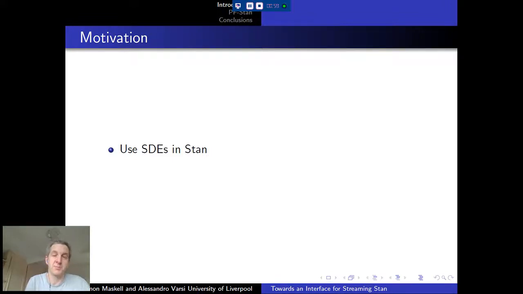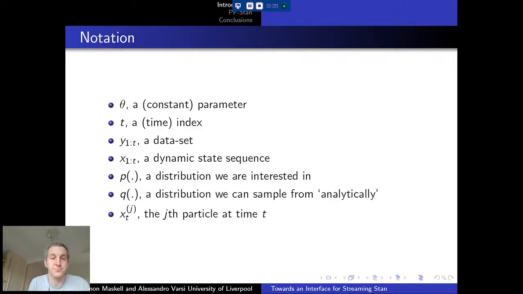We'd also like to be able to process data over time as it comes in. But our fundamental motivation is the ability to consider stochastic differential equations in Stan. So we're going to introduce a bit of notation before we dig into anything. We're going to assume that theta is a constant parameter that takes a fixed value for all time. We're going to assume that t is a time index.